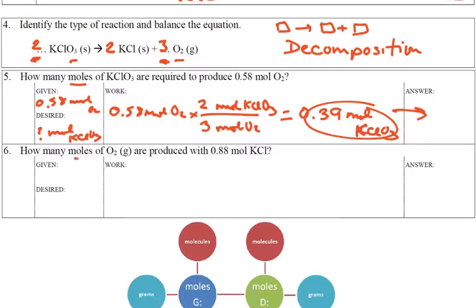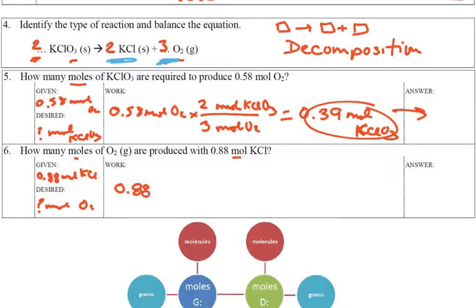I have moles, and I'm going to moles. So again, it's going to be one conversion. What am I given? I'm given the 0.88 moles of KCl this time. So for KCl, I'm going to use the number 2. And I'm trying to get to moles of O2, so I'm going to use the 2 and the 3. So I'm looking for moles of O2.